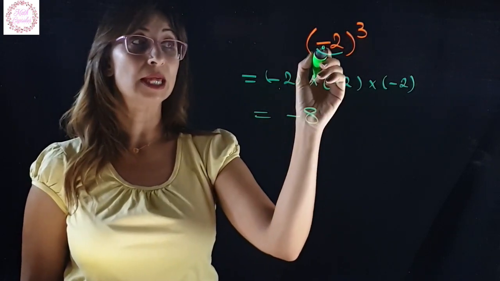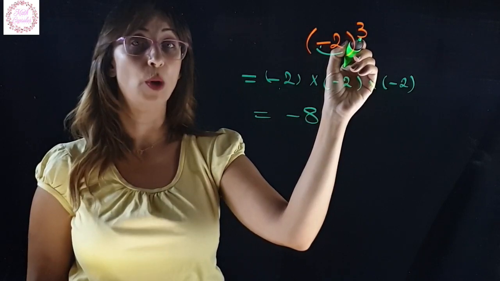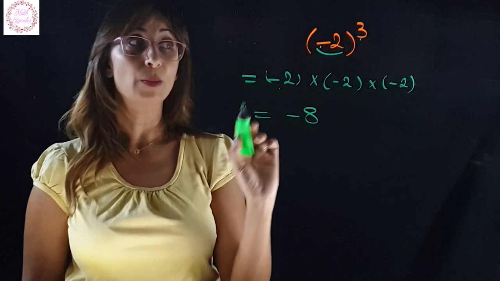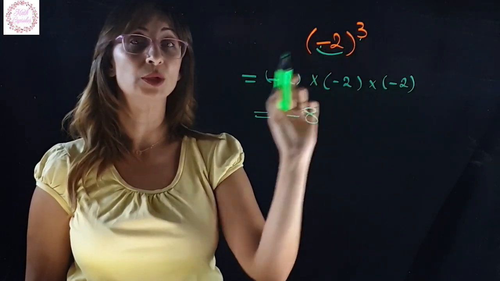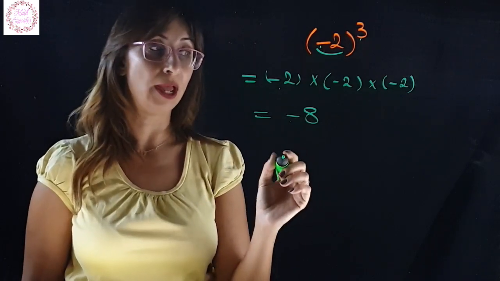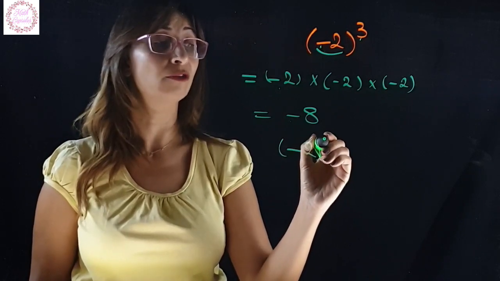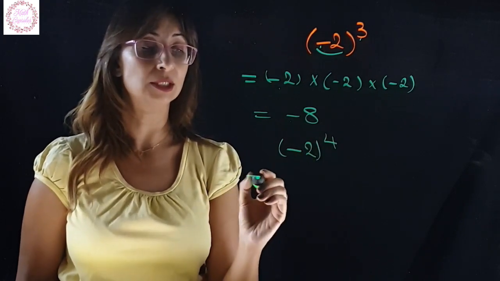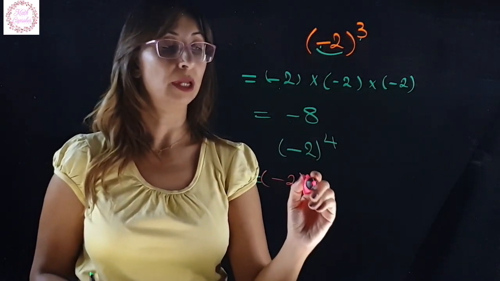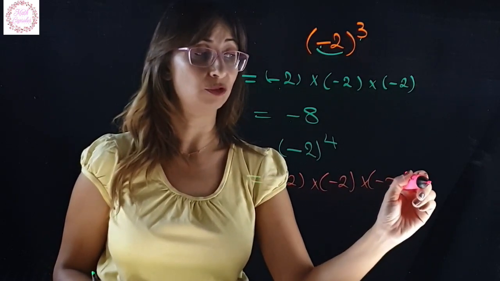So this means that whenever I have a negative sign raised to an odd power, this gives me the same negative sign in the result. But if it was a negative raised to an even power, this gives me positive. So if I have negative 2, but in this case raised to the power of 4, let us see the answer. Negative 2 multiplied by negative 2, multiplied by negative 2, and multiplied by negative 2.